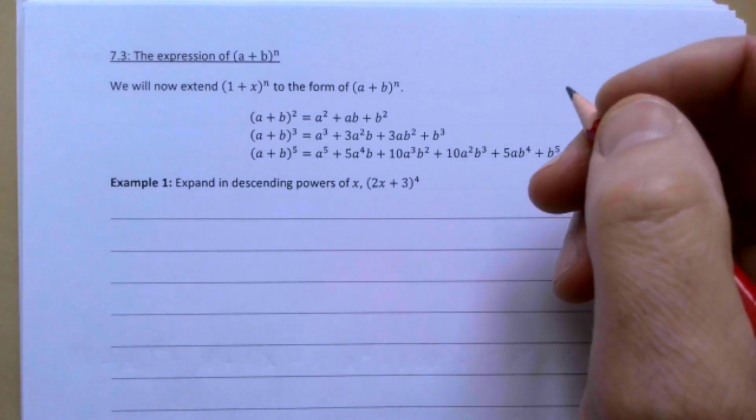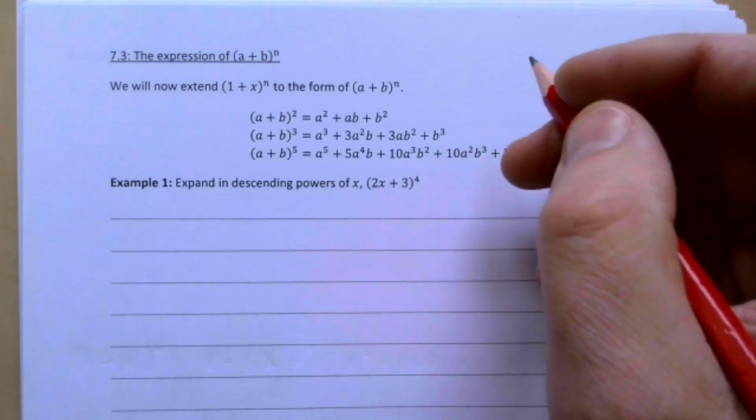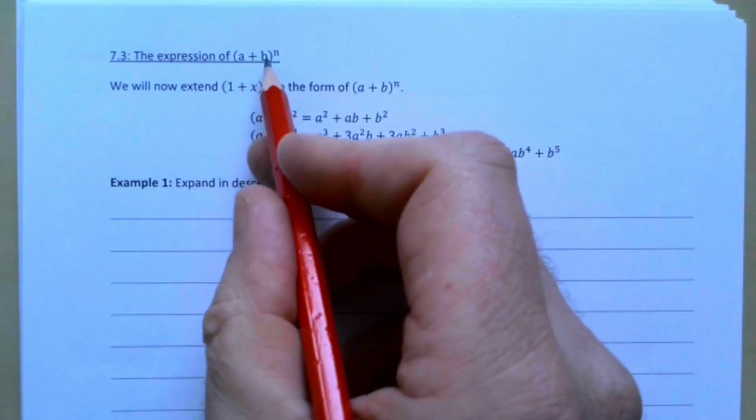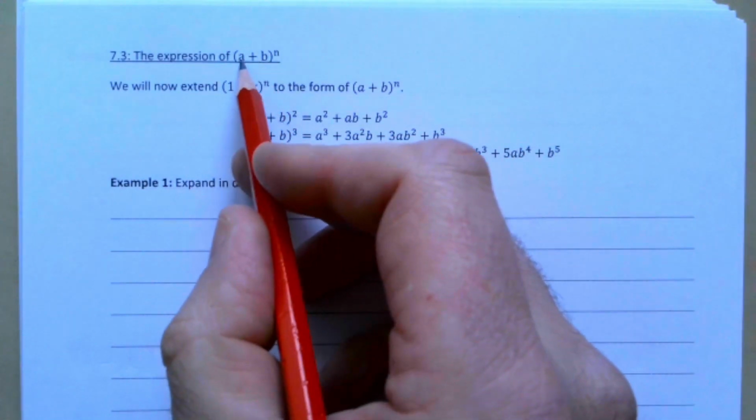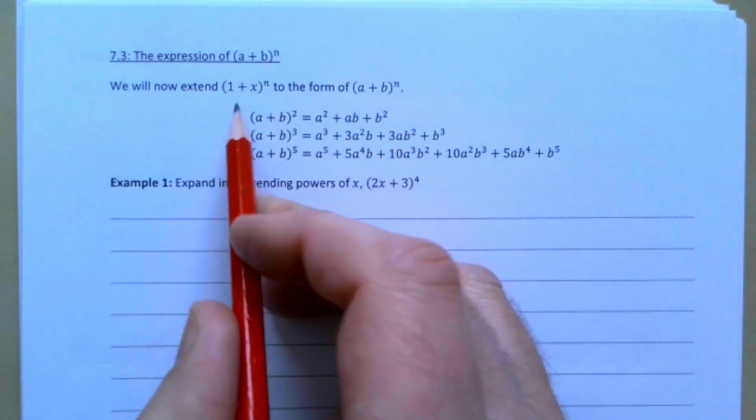We're on Unit 7 looking at the binomial expansion. In the first couple of videos we looked at (1 + x)^n. Here we're expanding (a + b)^n. So that's what we're saying here.